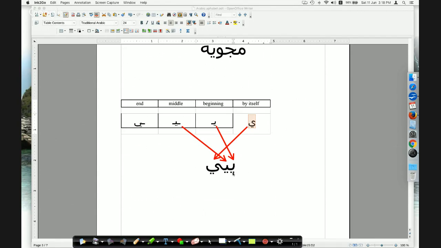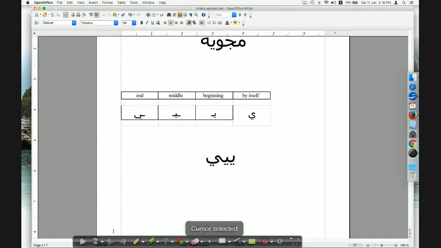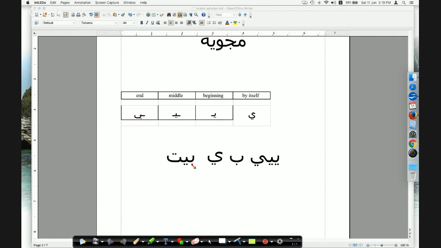How do we know that this is ya, not ba? Remember, there are two letters that are very close, ba and ya. But in writing, they are very close when we connect them. As an example, I will write bait. The difference between ba and ya is the dots. Here we have one dot. Here we have two dots. And remember, the dots are always underneath.